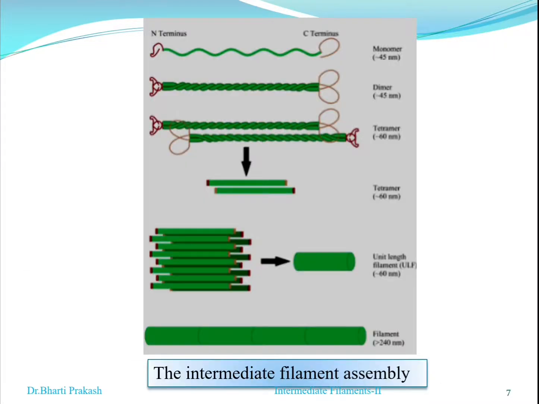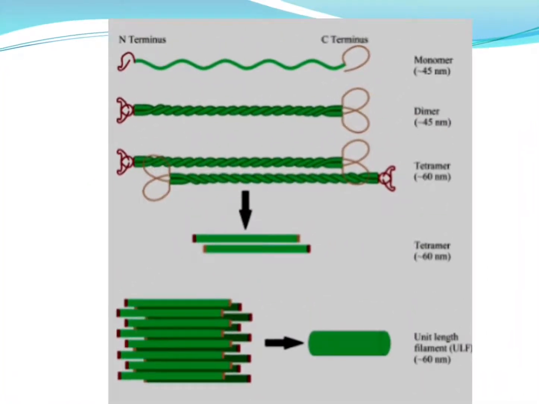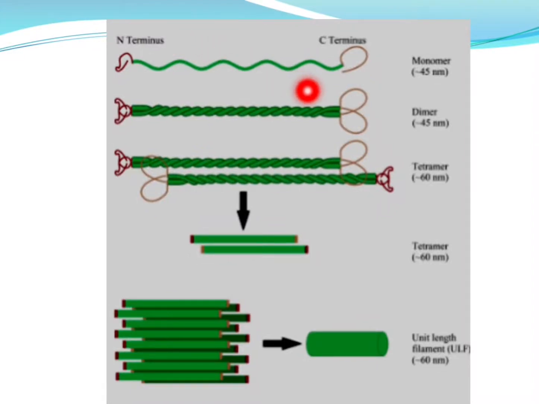Again, this diagram shows the intermediate filament assembly. This is a monomer. Two identical monomers pair to form a dimer. Let us enlarge this a bit. So the two identical monomers form a dimer which is coiled together. The two dimers line up side by side to form a protofilament consisting of 4 polypeptide chains. This is a tetramer.